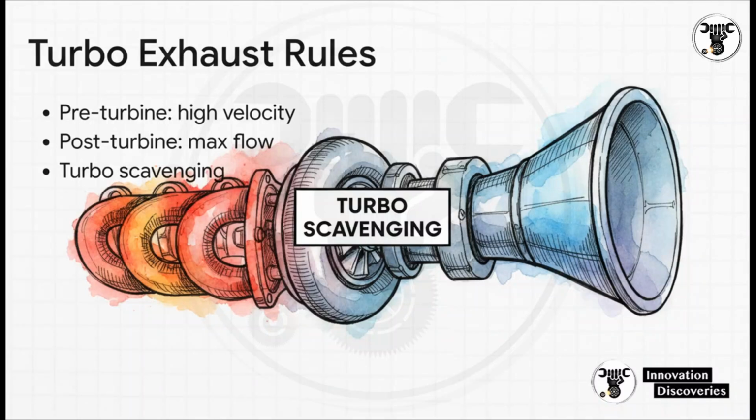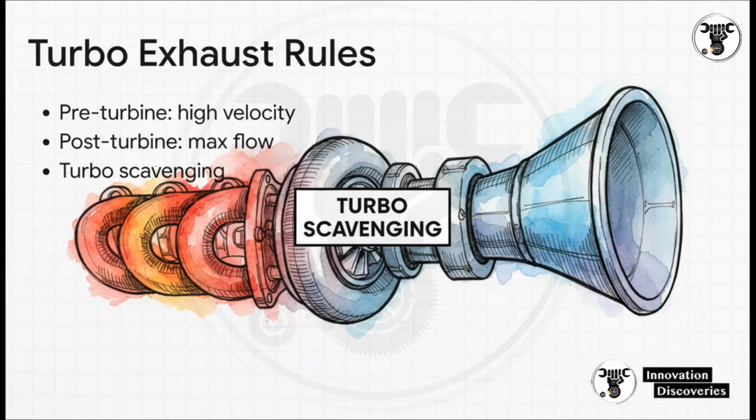Okay, throw a turbo into the mix, and the physics practically flip upside down. Pre-turbine, so from the cylinder head straight to the turbo inlet, you want small, short pipes to harness maximum heat and velocity for lightning-fast turbine spooling. But post-turbine, you need massive pipes. Why? Because the turbo itself acts as the ultimate restrictor, and it's doing the scavenging work for you.